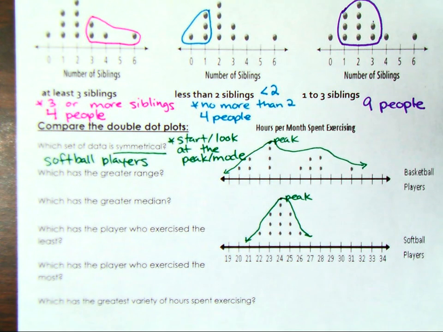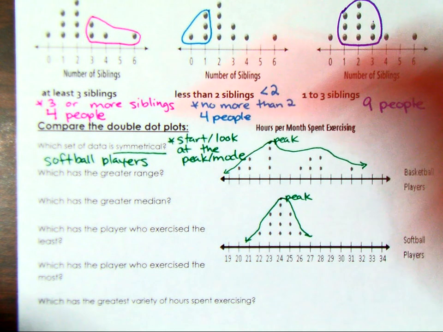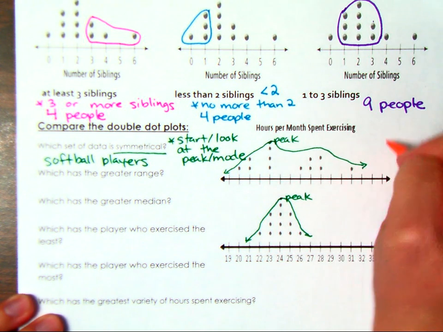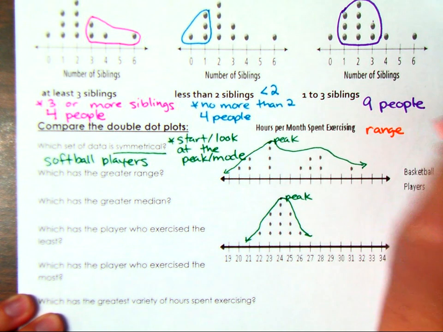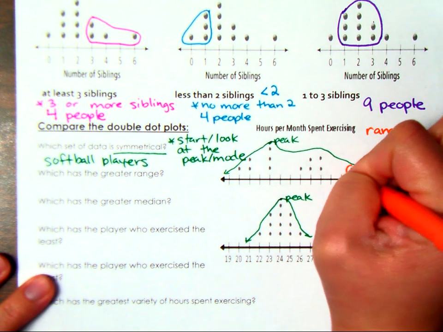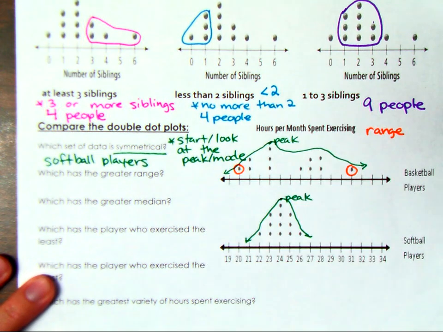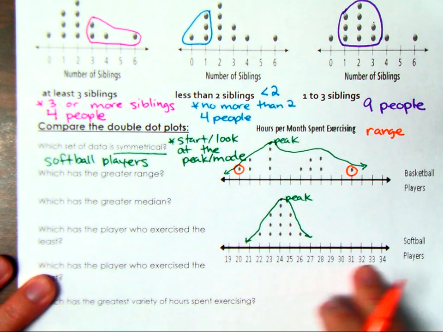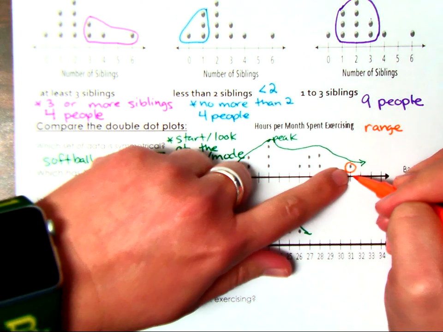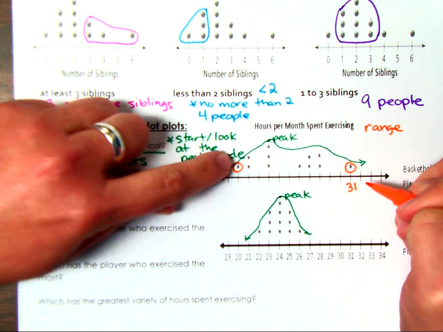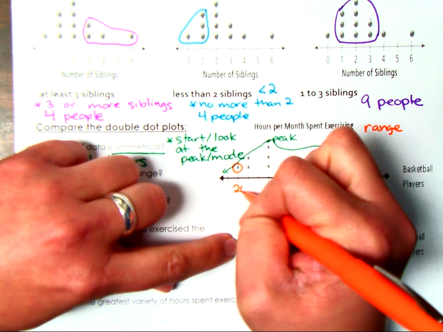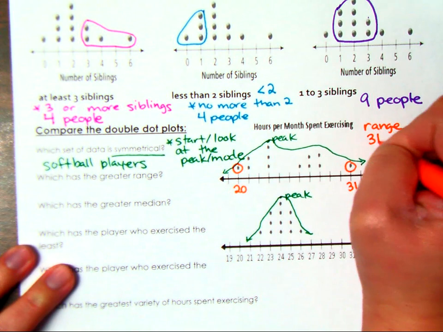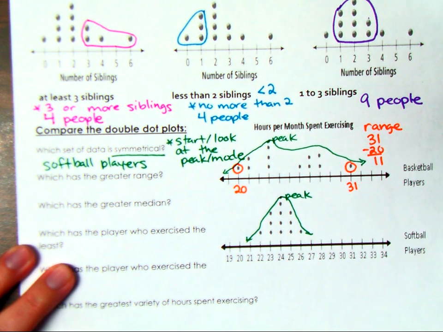Okay, which one has the greater range? Well, remember, when we find range, we're going to subtract our highest and our lowest number. The numbers right here are down here for you. So right here, that's 31. For that, that's 20. So 31 minus 20 is 11.